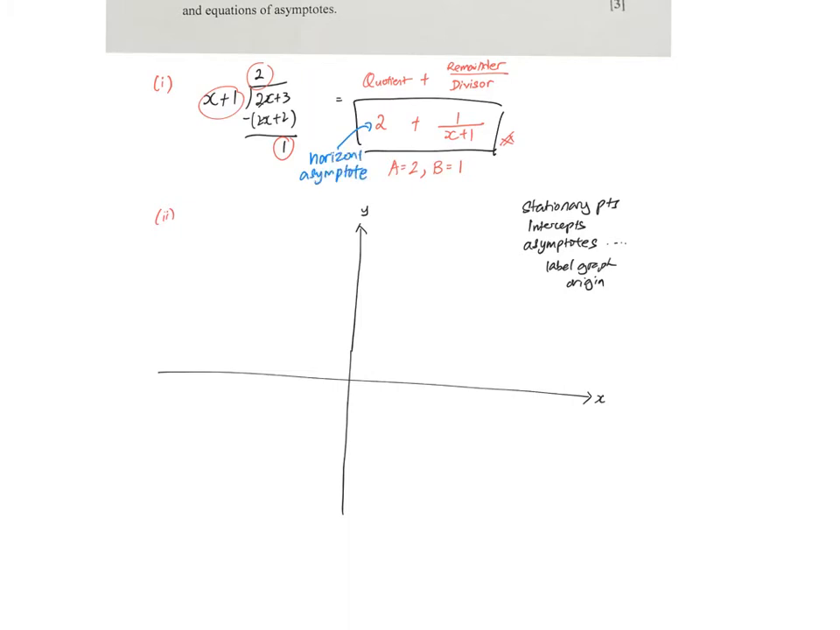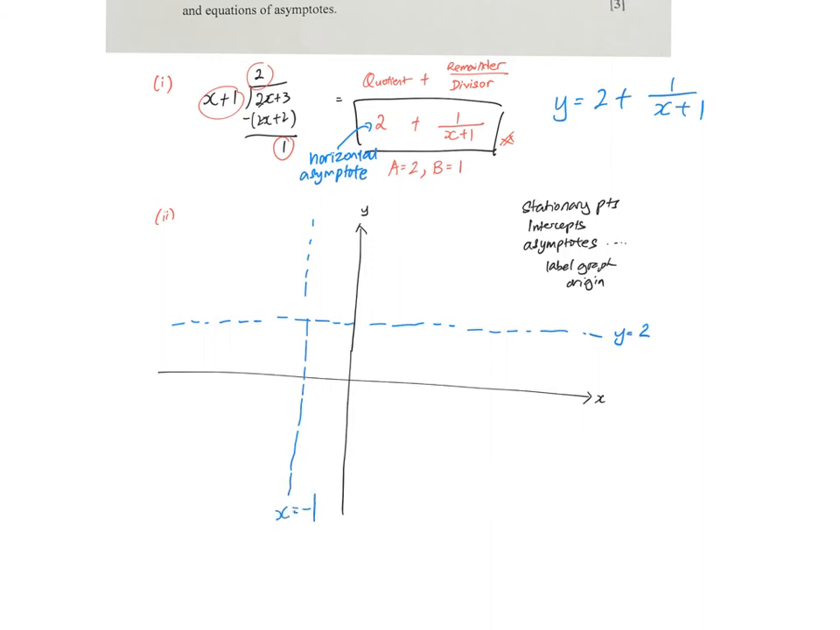Because if this is equal to y, y can never be equal to 2, because this is never 0, so y will never be 2. So remember that asymptotes are not part of the graph, so you must always draw a dotted line. Okay, and x plus 1 is over here. So x equals -1 will also be the vertical asymptote.